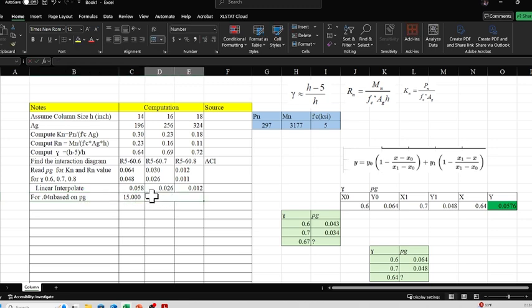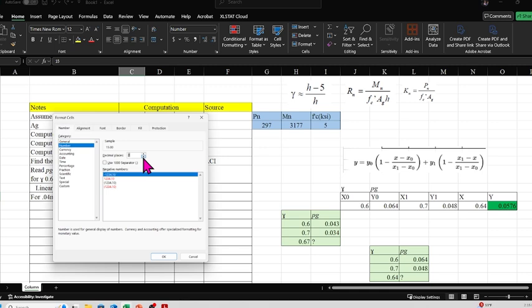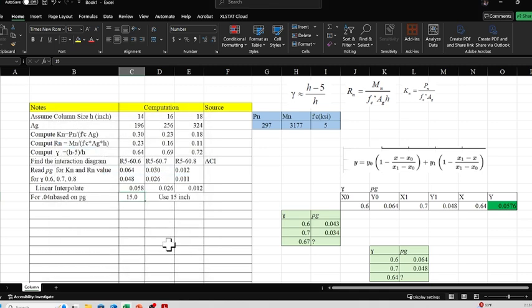I'm going to just type in here, use 15-inch column, and we fixed that format cell. So we're going to use 15-inch. And then we're going to calculate the area again, Ag. We do the same thing back down here. Our Ag is going to equal this number to the power of 2, enter, and it becomes 225.